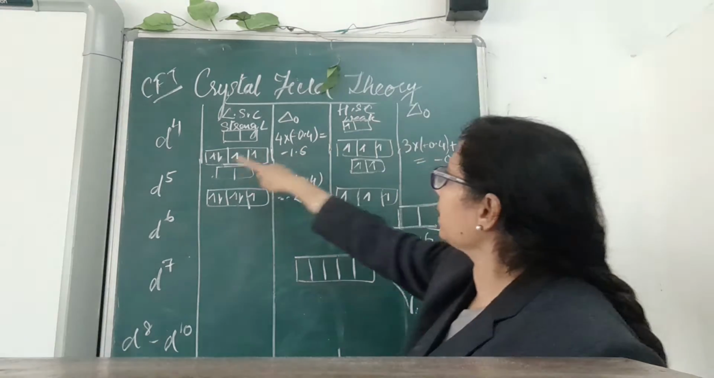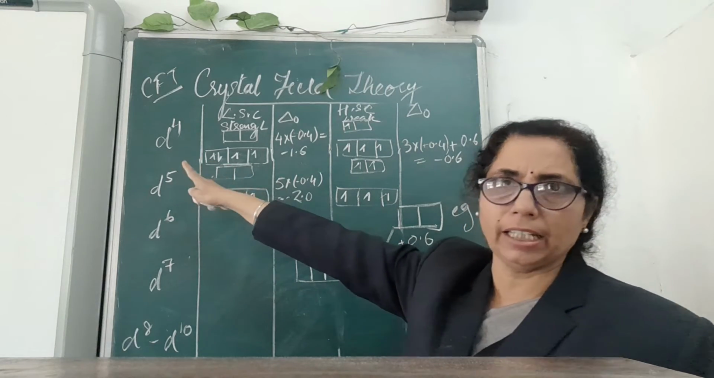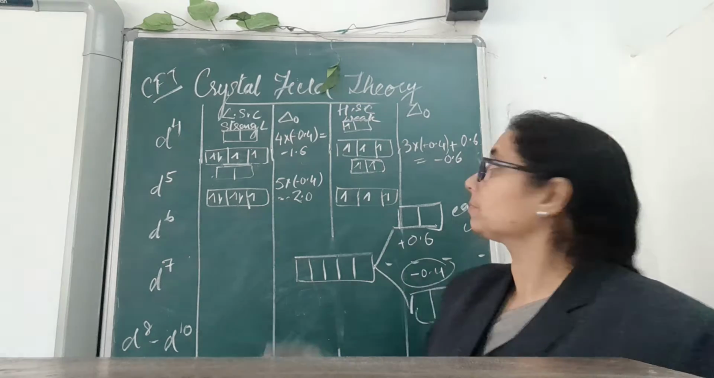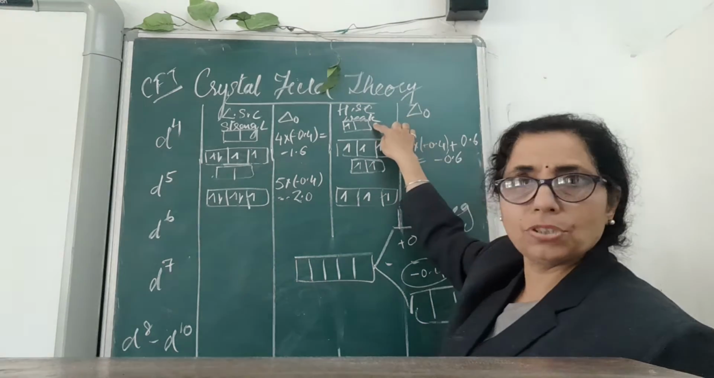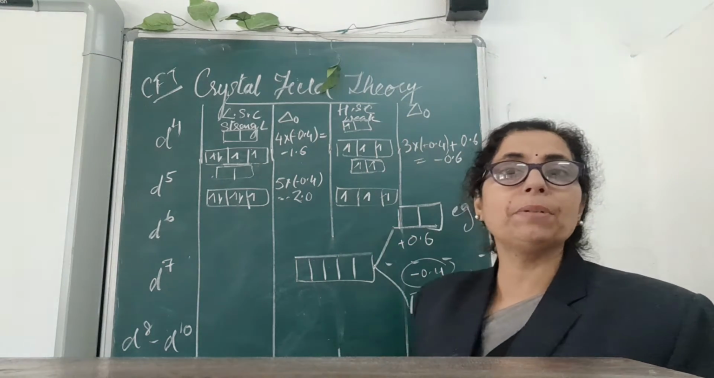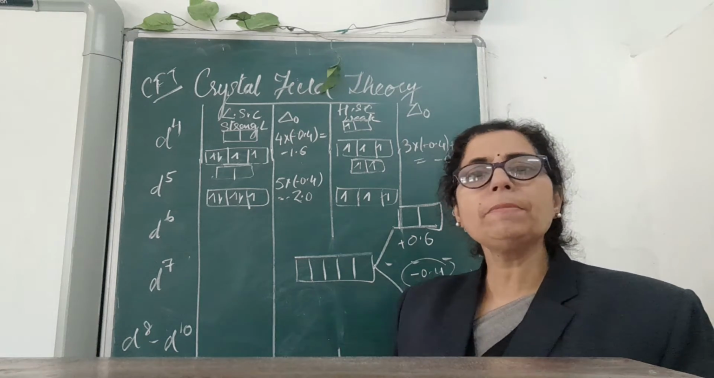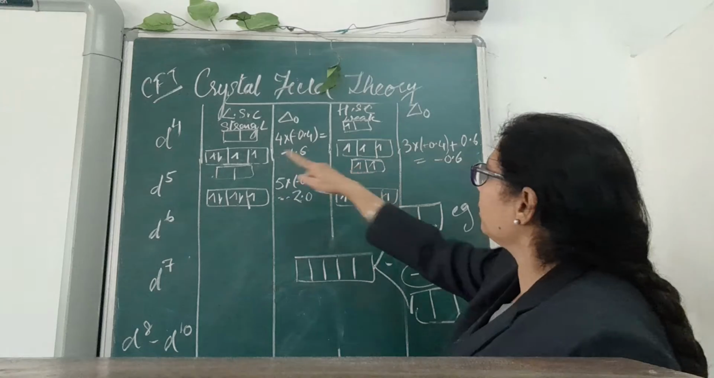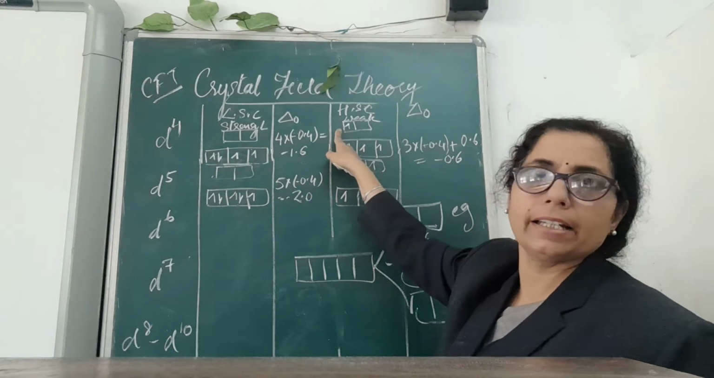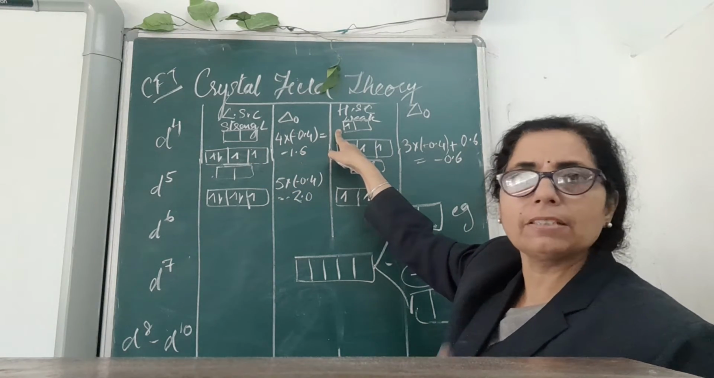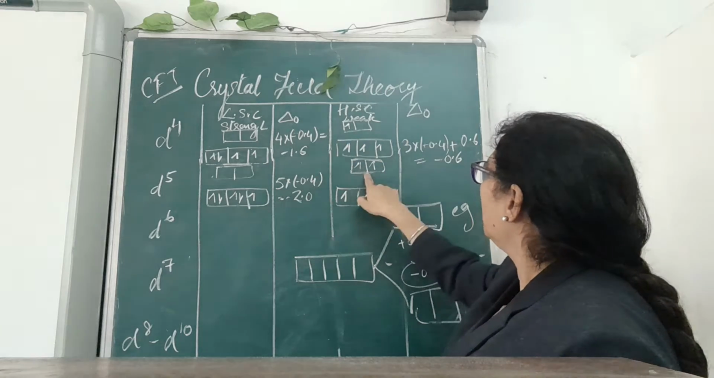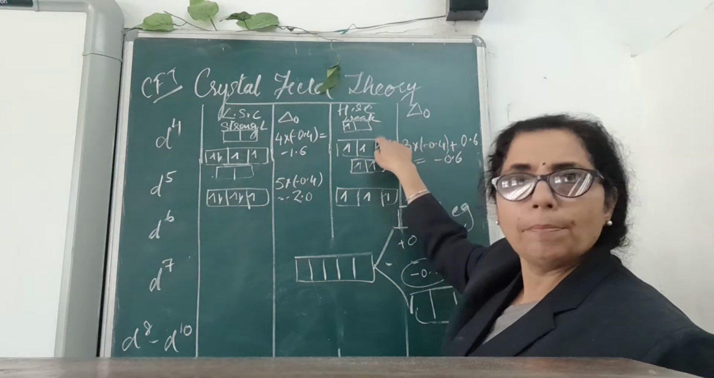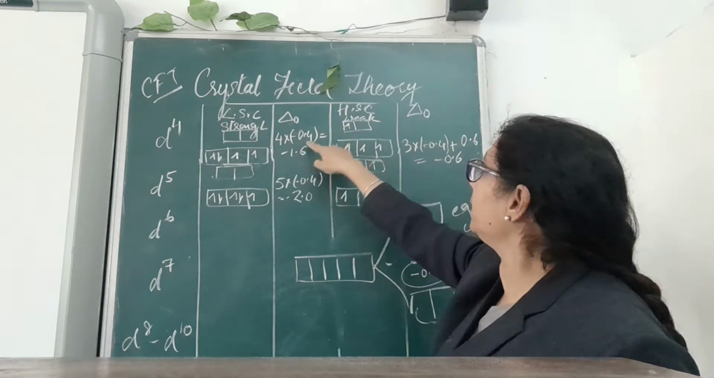Similarly, if the same d4 electrons have to be arranged and the ligand approaching is weak, then you call it a high spin complex. High spin complex means more unpaired electrons you will see. In that case, the 4th electron will jump to the higher energy level.